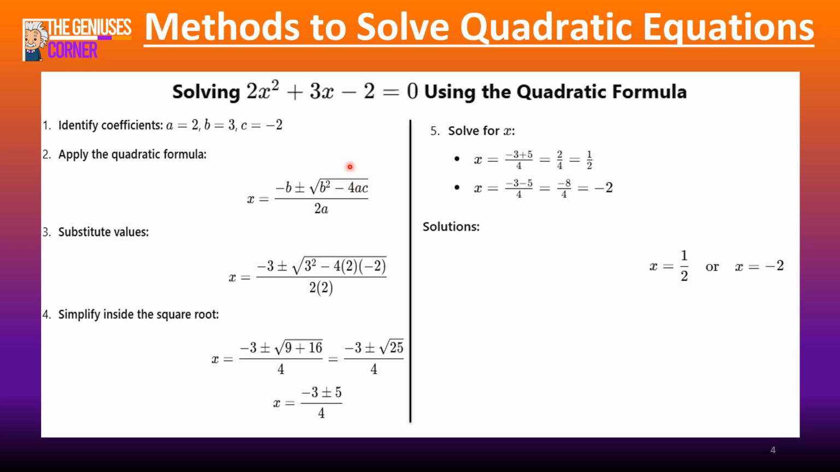The second method for solving a quadratic equation is the quadratic formula, and that will be on your formula page. With the quadratic formula, we must remember that this equation has a format. So it's 2x² + 3x - 2, so that 3 is the b, and that -2 gives us the c value. Here you can see the identified coefficients written down: a equals 2, b equals 3, c equals minus 2. Then we apply the quadratic formula.